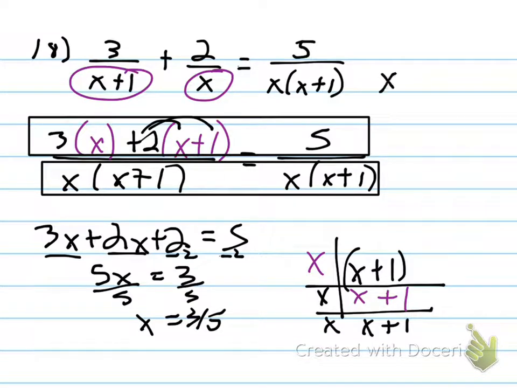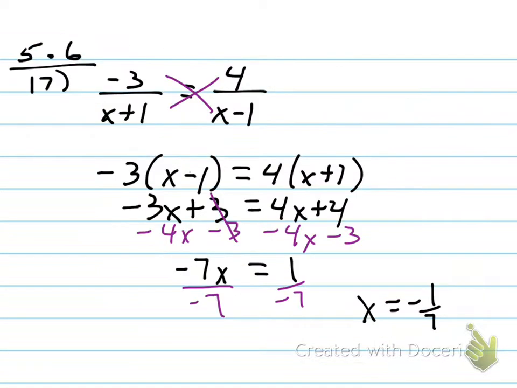Now, x cannot be 0, because it would make this denominator equal 0, and x cannot equal negative 1, because it makes this denominator equal 0, and I didn't get that, so I'm good. Quick flashback here, x cannot be negative 1, and x cannot be positive 1.